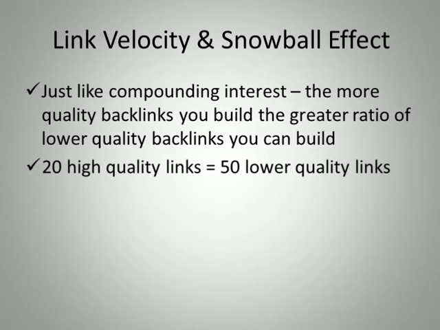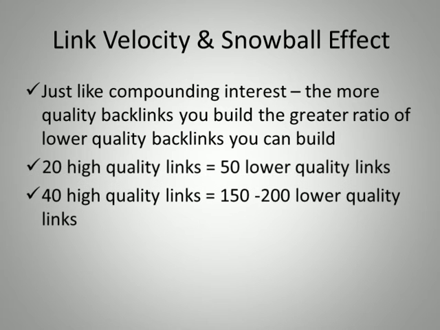So, a real world example. If I build 20 high quality links, and this is just starting brand new on a brand new website, that might allow me to build 50 low quality backlinks. But then if I build 40 high quality backlinks, now because of compounding interest, I can build 150 to 200 lower quality backlinks, okay? And so on and so on. You build 60 high quality, you could probably do 300 or 400.